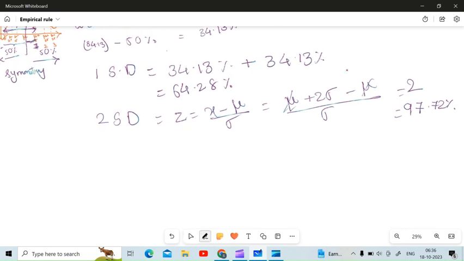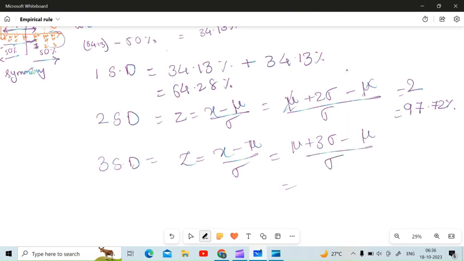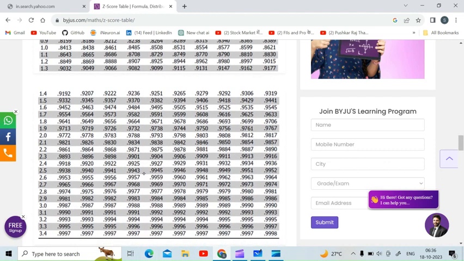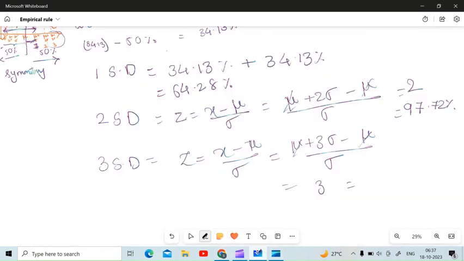And then 3 standard deviations away from the mean. 3 SD is nothing but z is equal to (x minus mu) by sigma. These are nothing but my formula. And then x is nothing but mu plus 3 standard deviations. So it's (mu plus 3 standard deviations minus mu) by sigma. Mu cancels, the value is 3. The area is 0.9987, but I will be calculating into percentage, so 99.87.